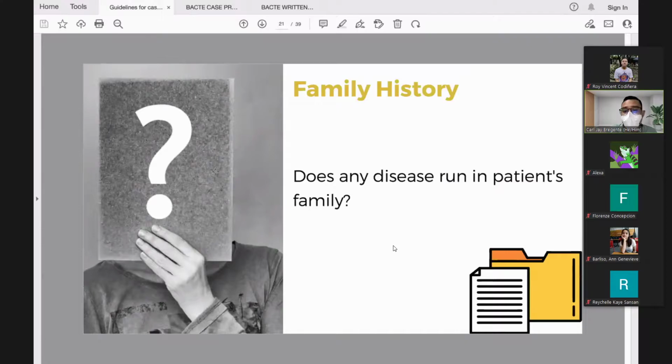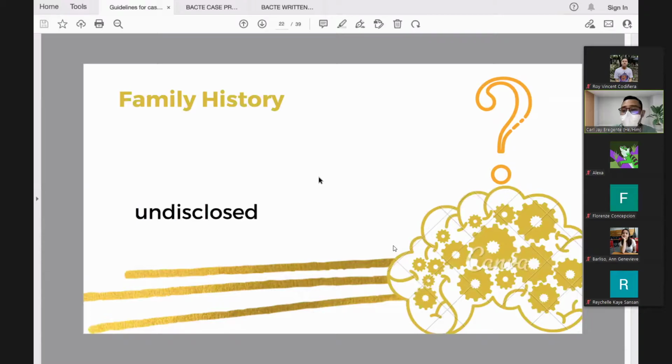Family history: does any disease run in the patient's family? If there is information provided, you write it. But for our patient, we do not have any information, so we just write undisclosed.